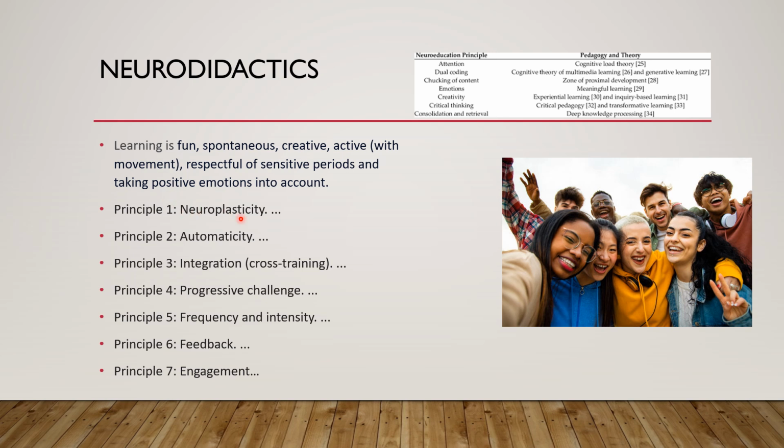Neurodidactics works on neuroplasticity. If we have a variety of activities, the brain is going to work better. Automaticity is that students work by themselves. Integration or cross training has to do with exercising. Progressive challenge: the activities and the classes should go progressively, being not more difficult, but just challenging for students. We need to get frequency and intensity of activities in such a way that students feel the classes are dynamic. We need to provide feedback every single class, and we need to engage students.